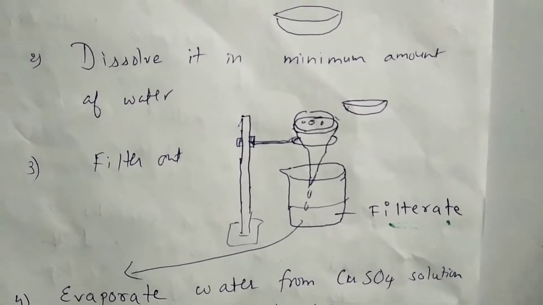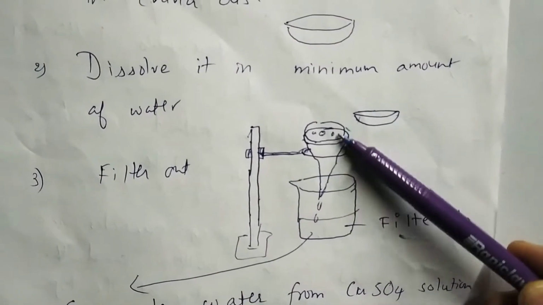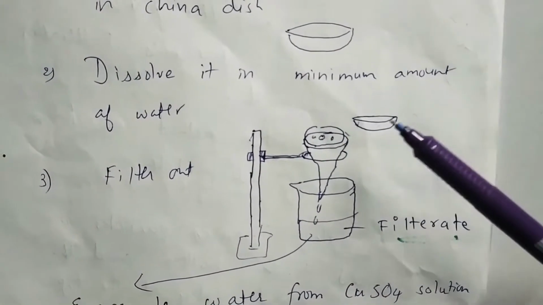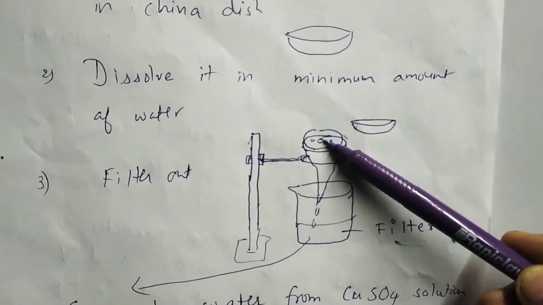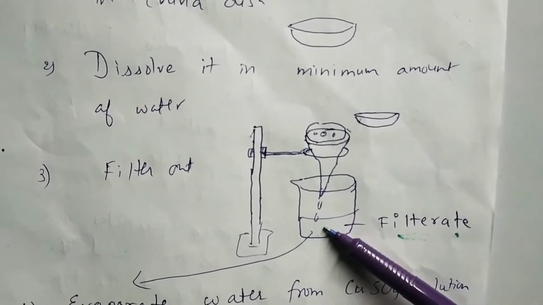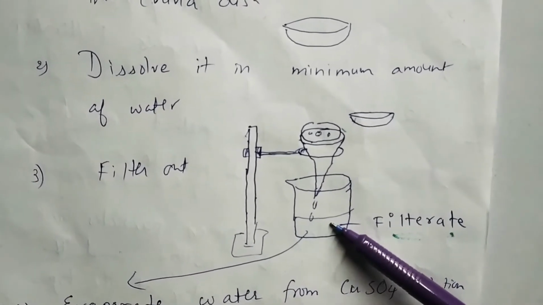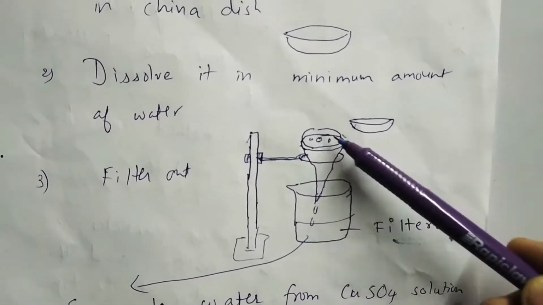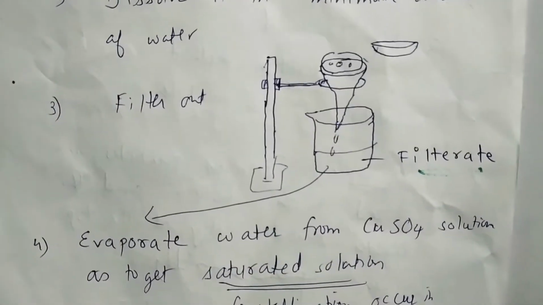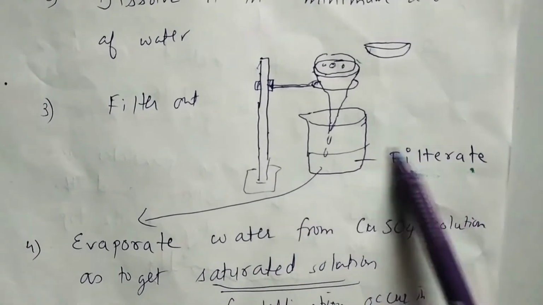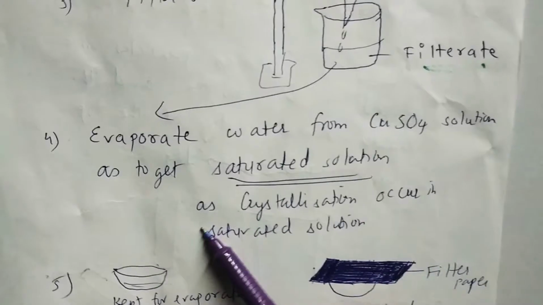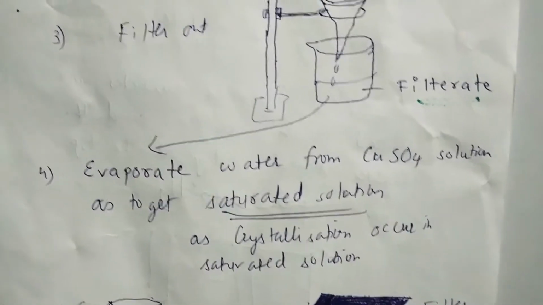Now what will we do? Filter it out. We're going to filter the solution of copper sulfate. The impurities which are insoluble will be left behind, and we will get a filtrate. In this filtrate, we will have copper sulfate solution, and the insoluble impurity will be left behind over here.